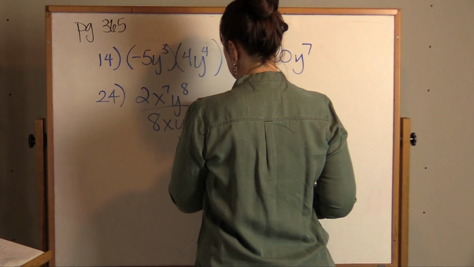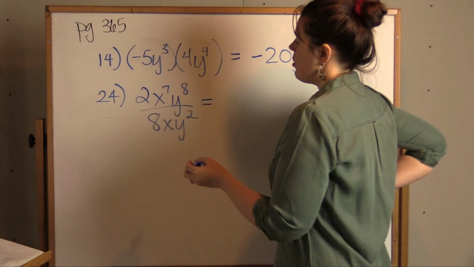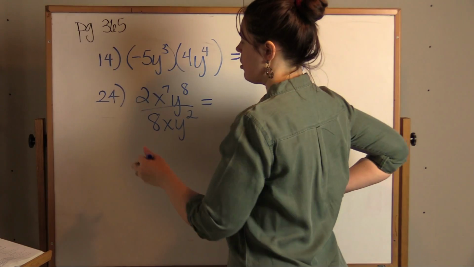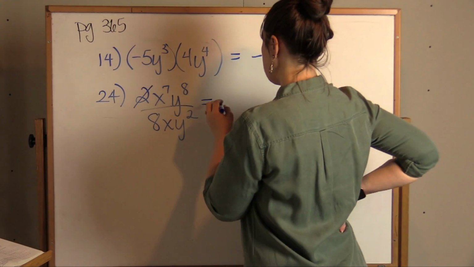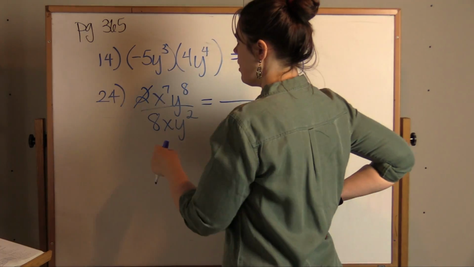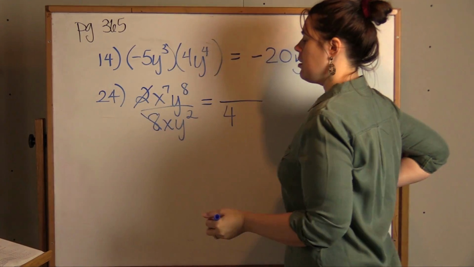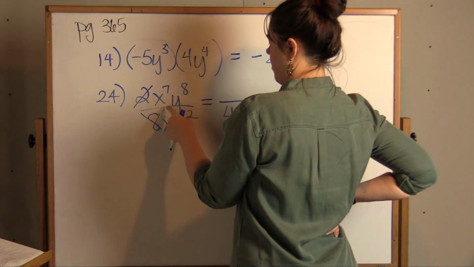So as far as coefficients, I'm going to go ahead and start with that. Notice that we have 2 and 8. Both of them are divisible by 2. So if I divide 2 by 2, that becomes 1. I'm not going to write a 1 on top just yet because I don't really need it. 8 divided by 2 is 4. So now my coefficients are gone. I'm going to move to the next term.